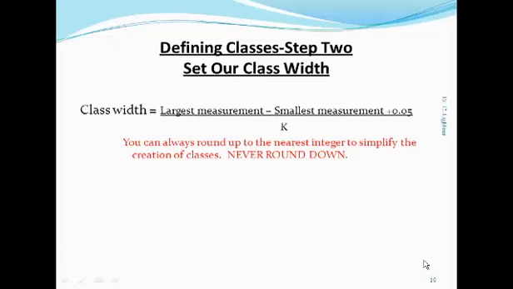Now let's focus on step 2, setting our class width. We should set our class width as the largest measurement minus the smallest measurement plus 0.05, all of this divided by k, the number of classes that we defined in step 1. This formula is slightly different than most formulas that you may encounter for class width. We chose to add this 0.05 nudging factor to this difference in the numerator based upon past experience.